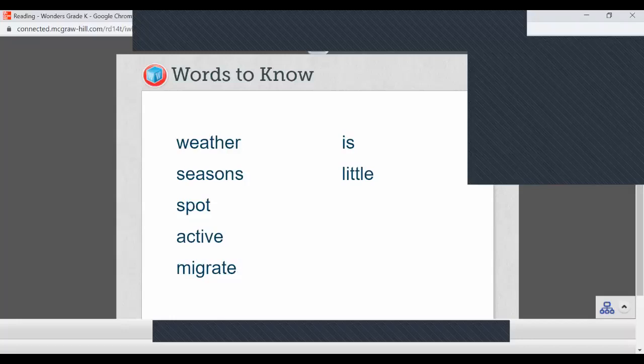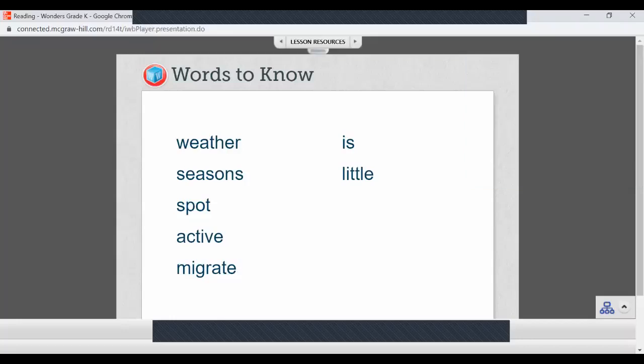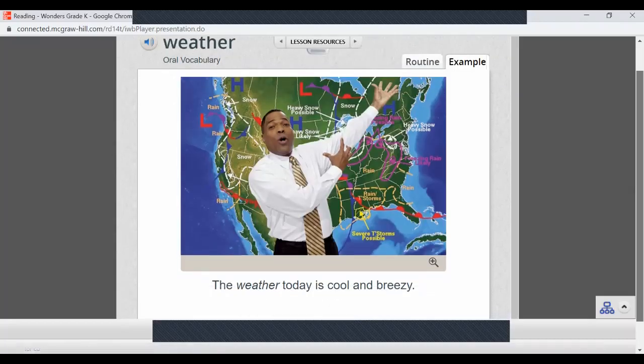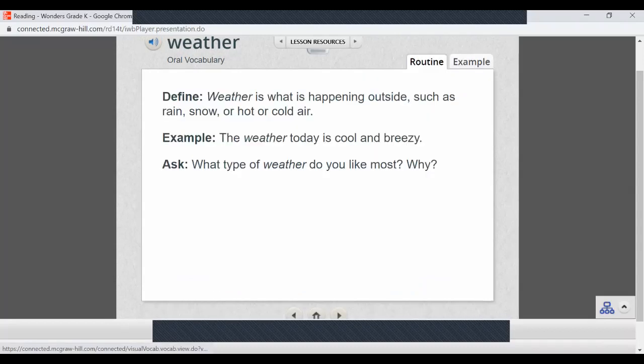Let's go over some words to know. These are vocabulary words that we should understand because you're going to hear them throughout this unit. And the first one is weather. Can you say weather? Weather. Here's an example. The weather today is cool and breezy. Weather is what is happening outside, such as rain, snow, or hot or cold air.